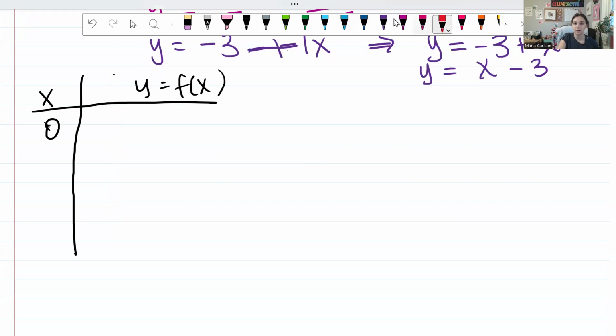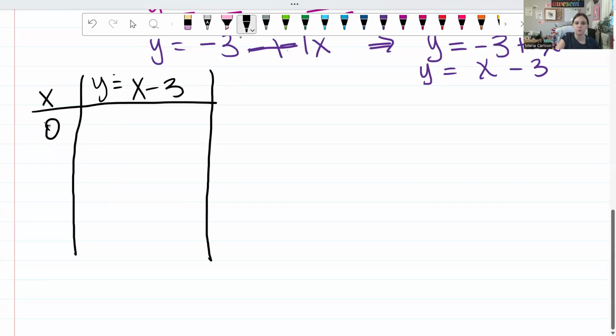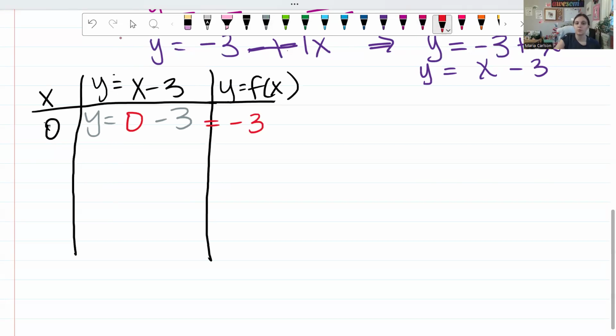So if x is 0, I'm actually going to change this a little bit. I'm going to make this column our equation y is equal to x minus 3. And then we'll put the final output value in this last column over here. So if x is 0 in our equation, to find y is equal to x, which is 0, minus 3. And 0 minus 3 gives me -3. So this first point is the point 0, comma, -3.